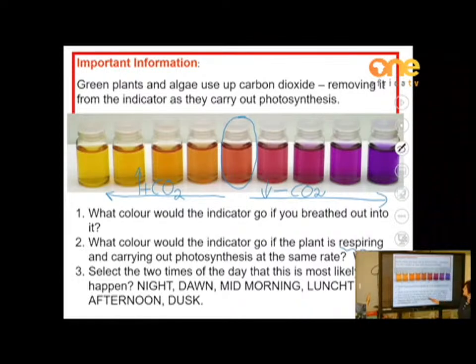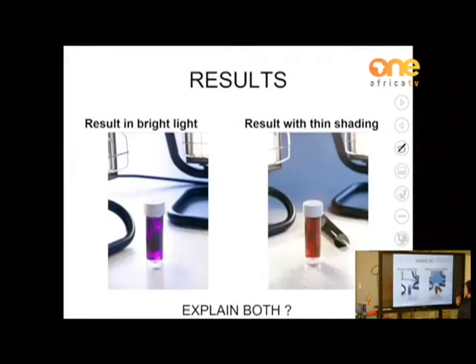Select the two times of the day that this is most likely to happen. Where I have the rate of photosynthesis and respiration almost the same. Will it be in the night, dawn, mid-morning, lunchtime, afternoon, or dusk?